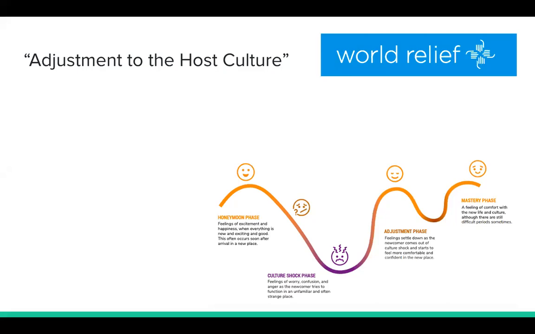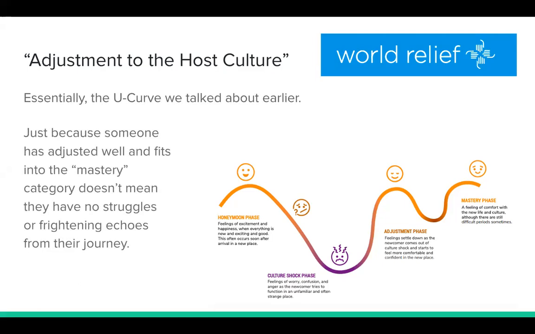So the adjustment to the host culture, according to World Relief. This is essentially the U-shaped adjustment phase model. Just because someone has adjusted well and maybe even fits into that mastery phase, that doesn't mean that they have completely gotten over their struggles. They may only now have the language to start to talk about it, whether in their first language or in English.